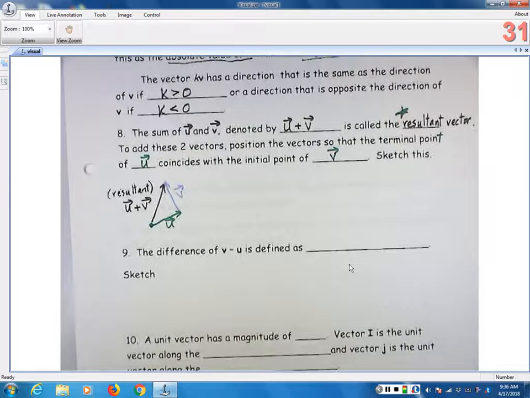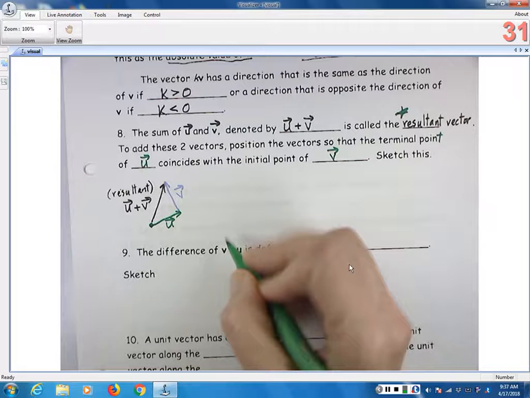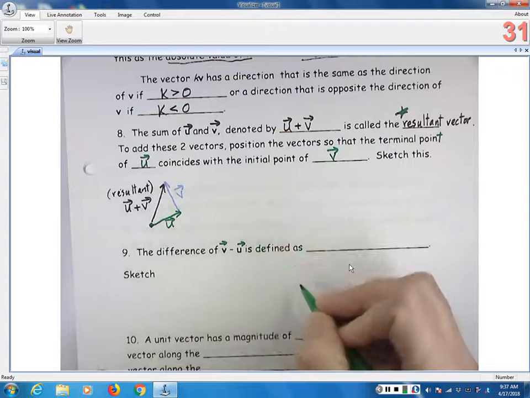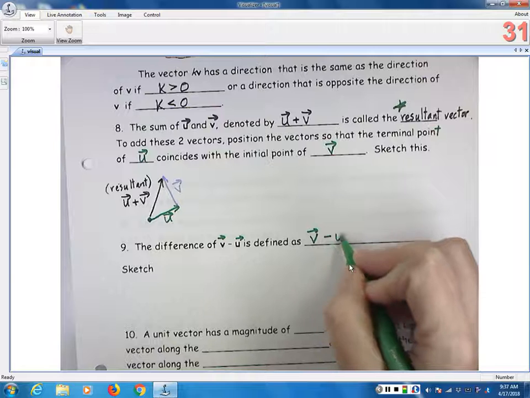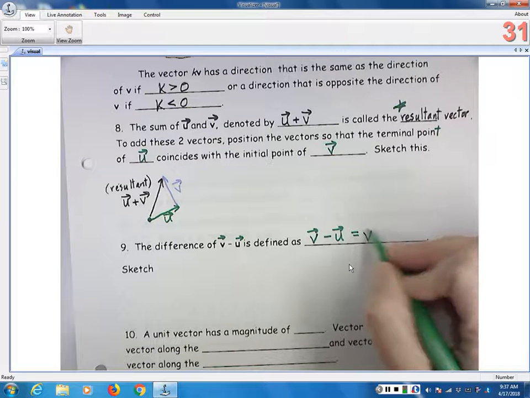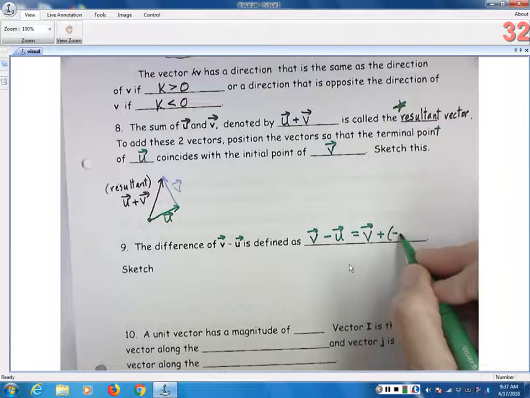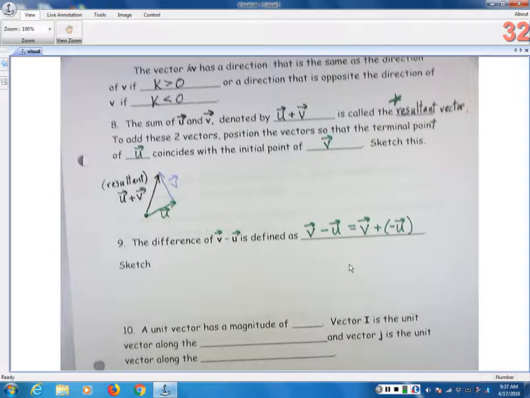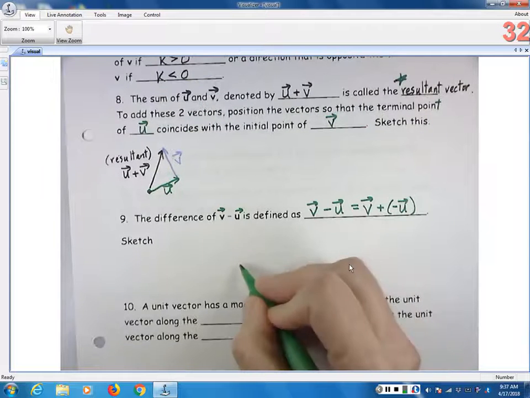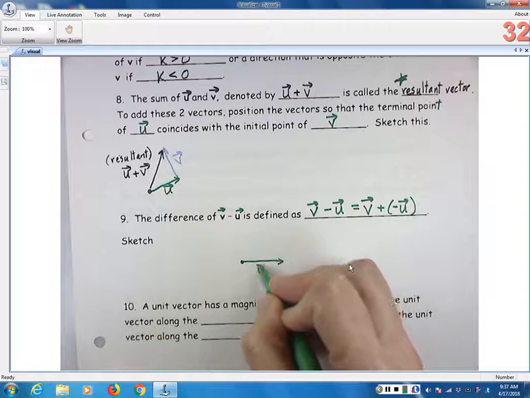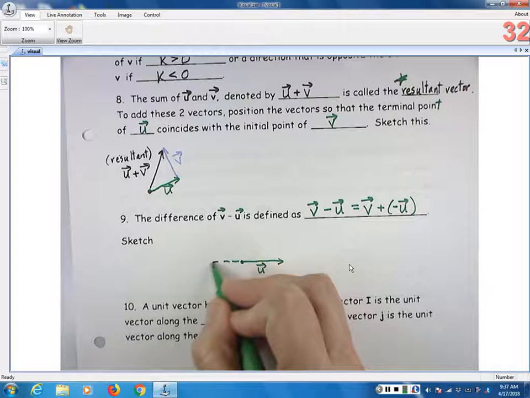Okay, the difference of two vectors, vector V minus vector U, is defined as, we don't have a fancy name for it, V minus U can be rewritten as V plus the negative vector U. Okay, so I'm just making up some, if this is vector U, then the negative of vector U will be here.